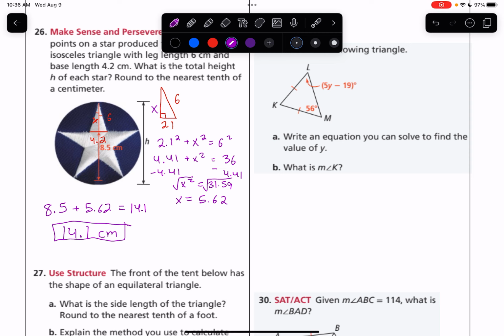Oh, that's not a rectangle. Also not a rectangle.